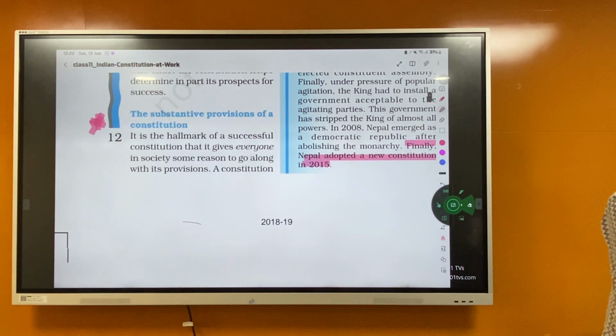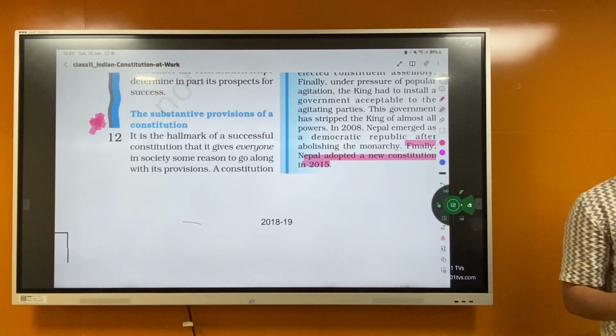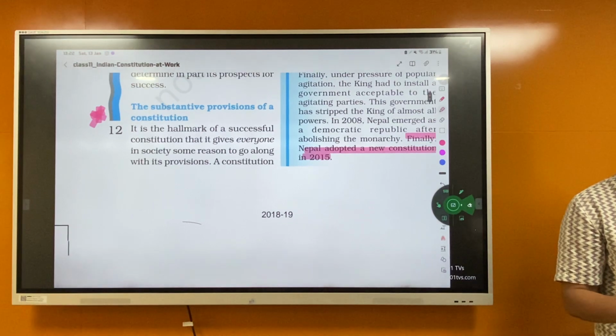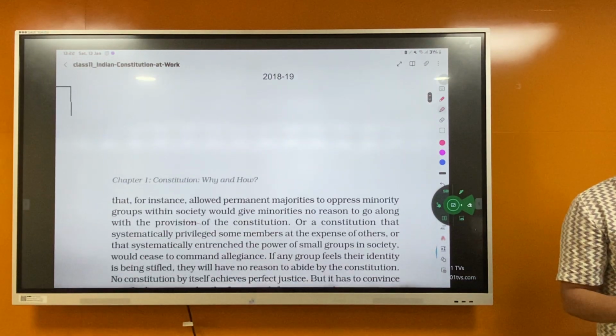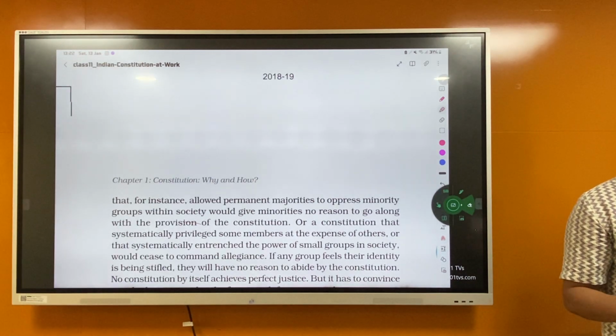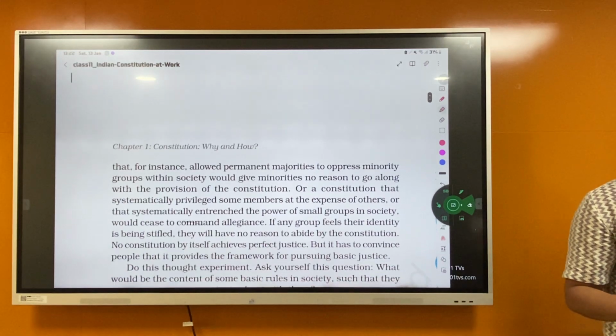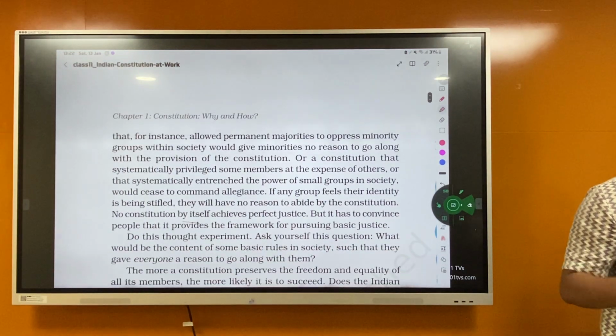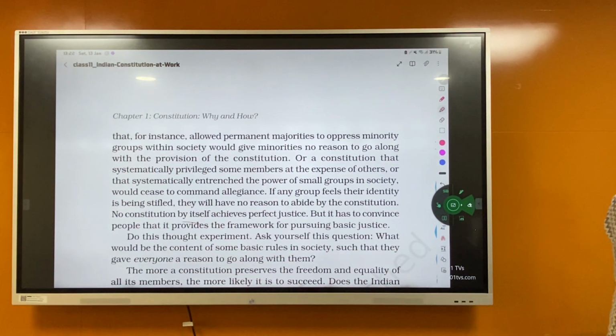It is the hallmark of a successful constitution that it gives everyone in society some reason to go along with its provisions. A constitution that, for instance, allows permanent majorities to oppress minority groups within society would give minorities no reason to go along with the provisions of the constitution. So here it's a very delicate issue.